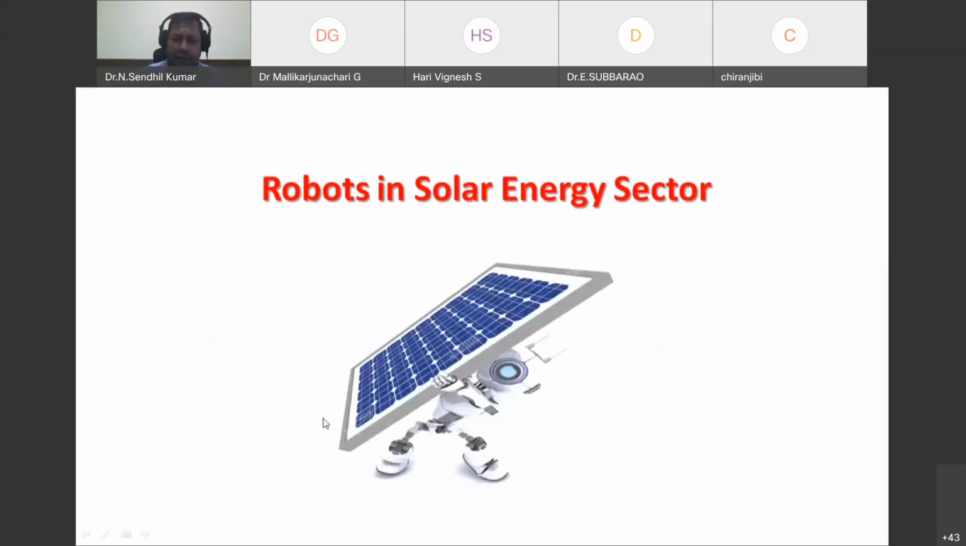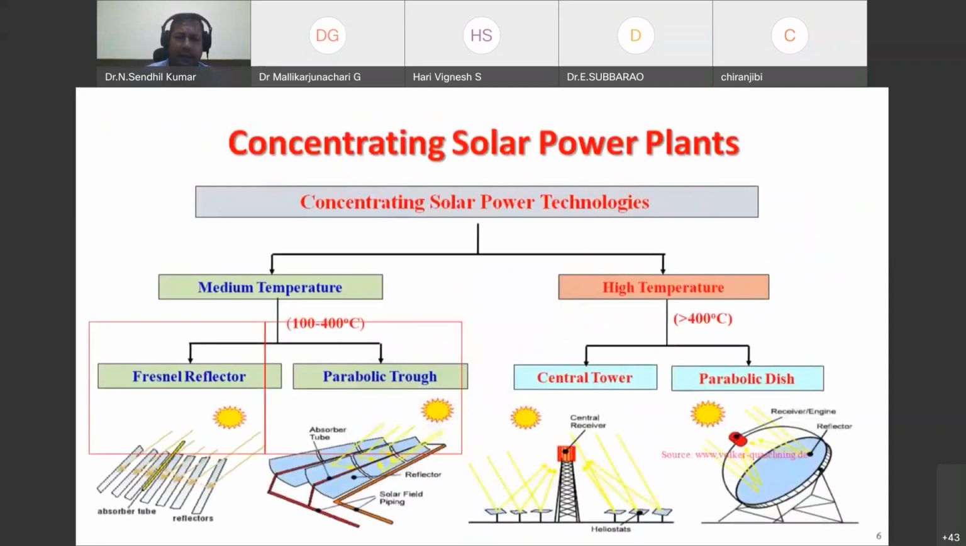Now we are going to start with the solar energy sector, mainly considering power plants. These are the major power plants you will come across with respect to solar power. Nowadays there are solar thermal and solar PV; PV will come later. This is the solar thermal part. In solar thermal, the power plant will be based on the solar parabolic dish and the central tower, which are meant for high temperature production, and the solar parabolic trough and the Fresnel reflector, which are for medium temperature applications.